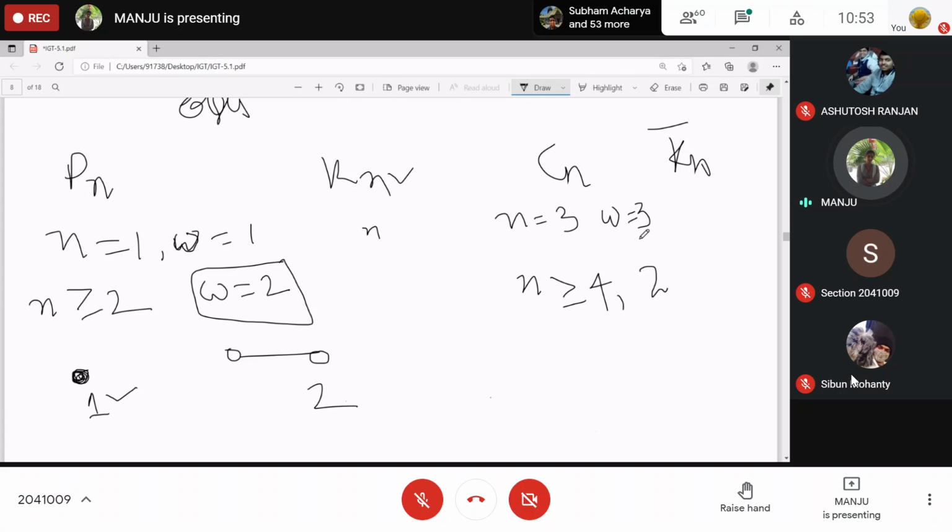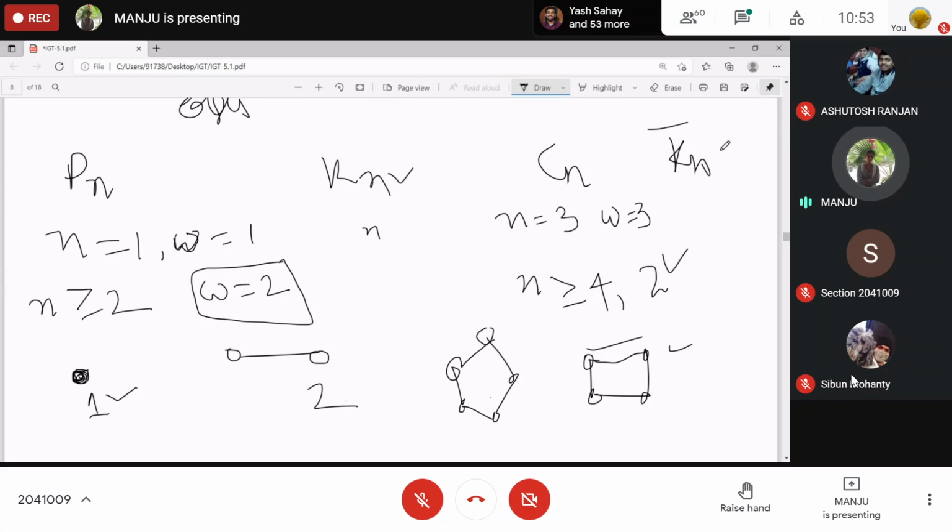C3 becomes K3, right? Every two vertices are adjacent. In C4, maximum 2 vertices are adjacent at a time, right? This one we can take, no other one. If you take C5, again, K2 is part of this C5, but not K3, right? That's why the maximum clique number is 2.